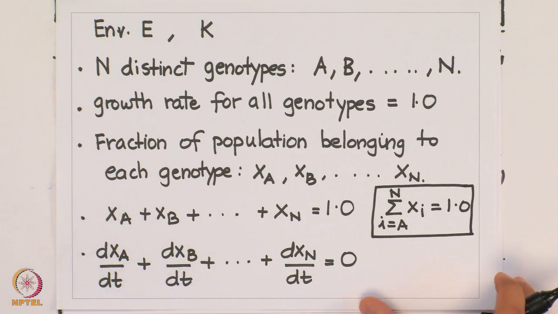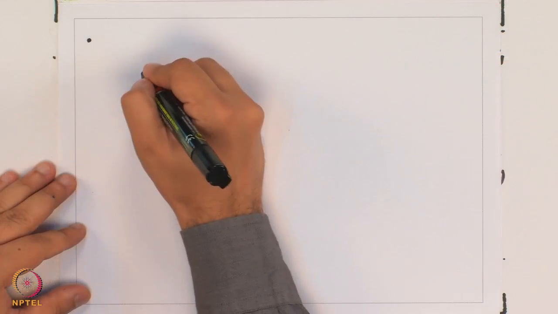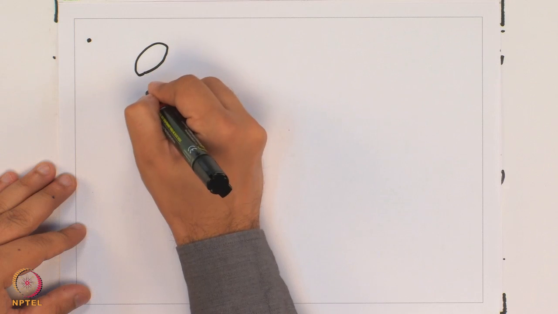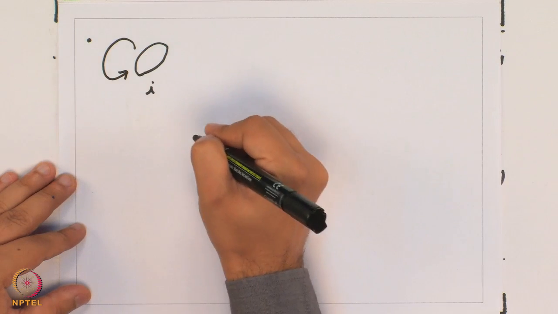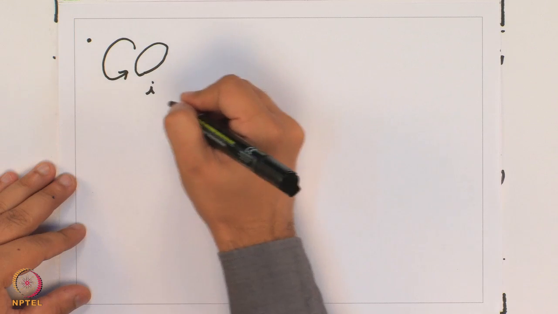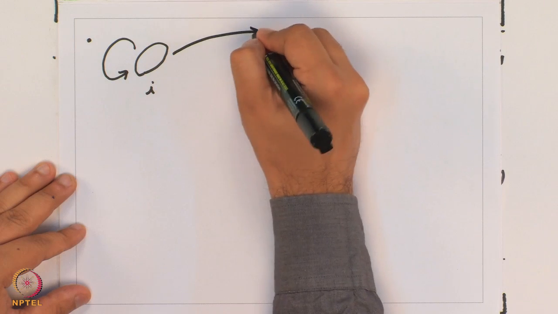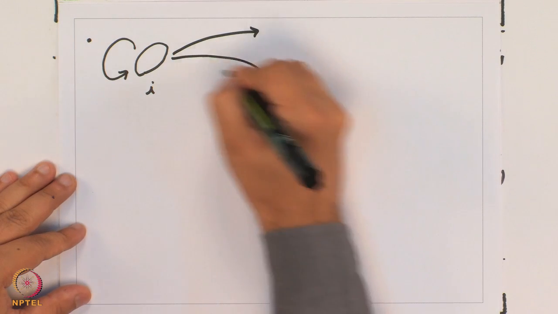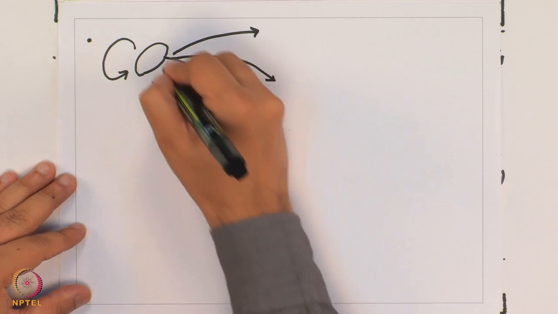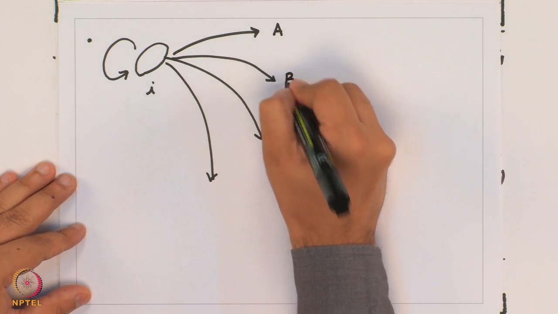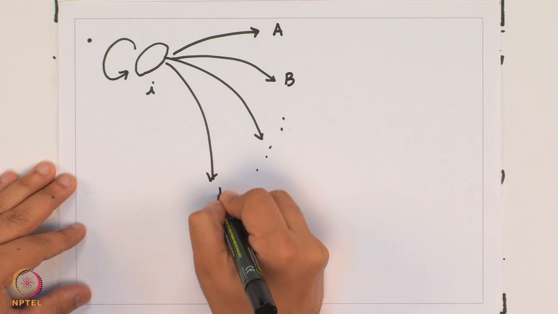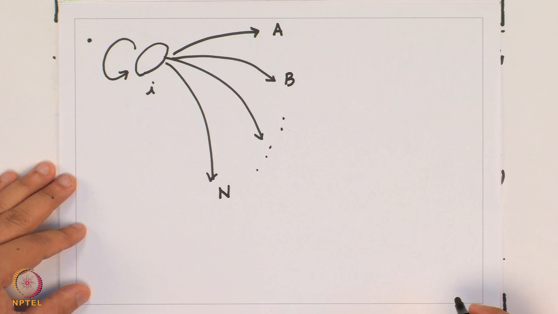And the last thing that we want to define is that of all these genotypes A to N, what is the chance that when genotype I divides, it could lead to its own genotype. The progeny could have the genotype of the parent, or the progeny could have any of the other genotypes in the environment. It could have genotype A, it could have genotype B, and so on and so forth, going all the way up to genotype N.